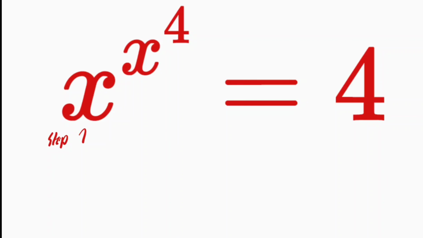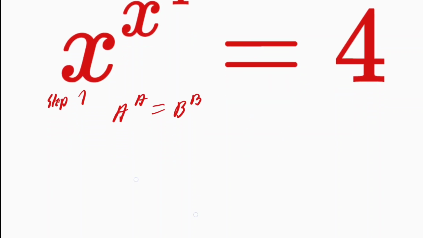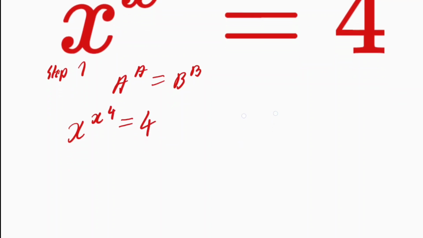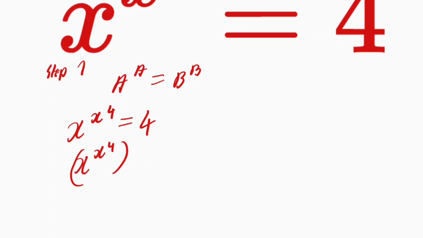The goal is to rearrange the equation into a form that is easier to solve, especially in the form a to the power a is equal to b to the power b. If we look at the original equation, we have x to the power x to the power 4 is equal to 4. For us to arrange the equation to look like a to the power a equal to b to the power b, we're first going to raise both sides to the power 4, which will give us x to the power x to the power 4, all to the power 4, is equal to 4 to the power 4.